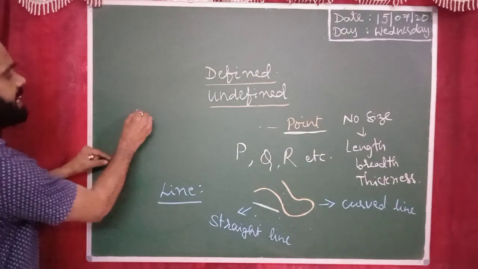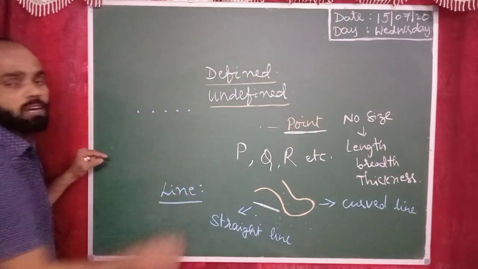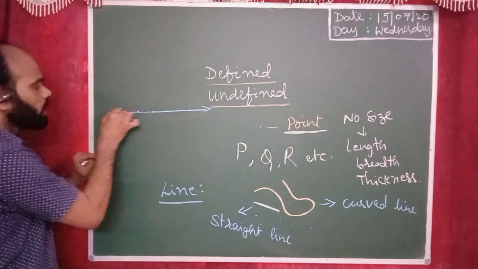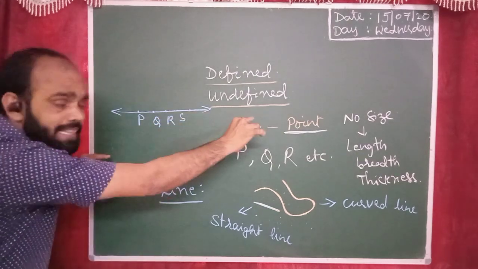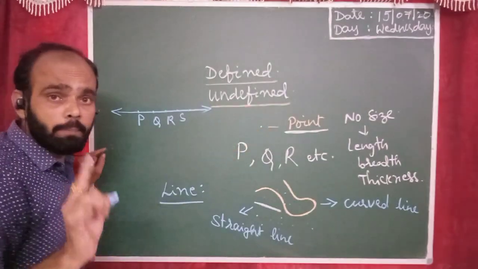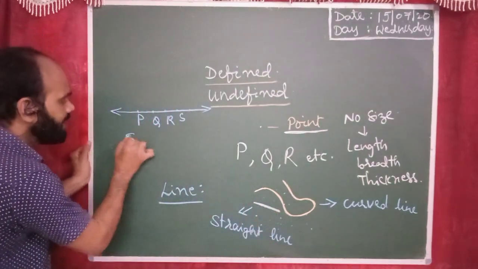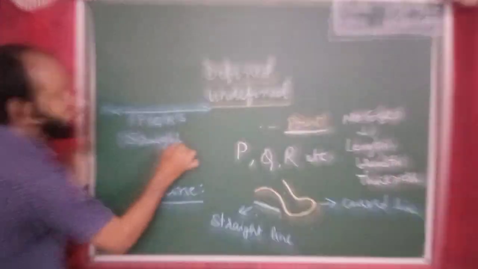For example, here I have a point P. This is another, Q. This is another. This is another. If I join all these points, P, Q, R, S, what do we call this path? Remember, the path joining points is the shortest possible. This is what we call a straight line.